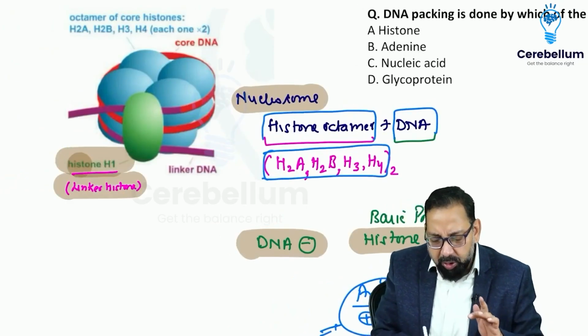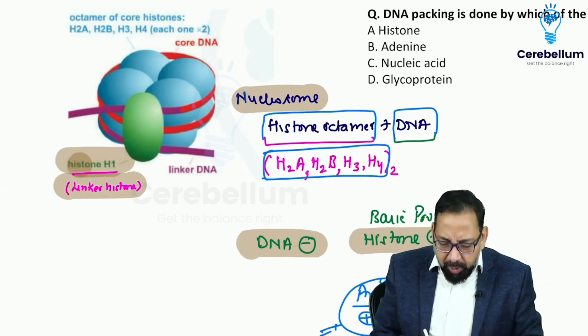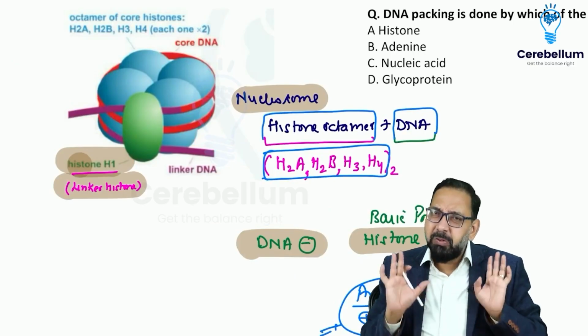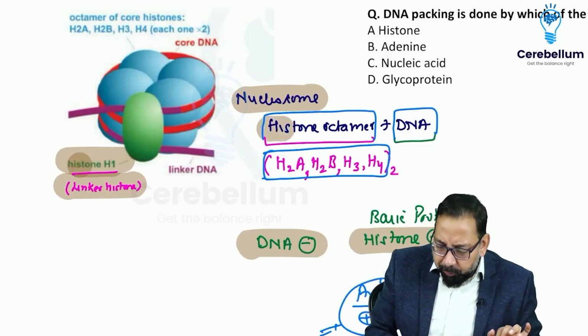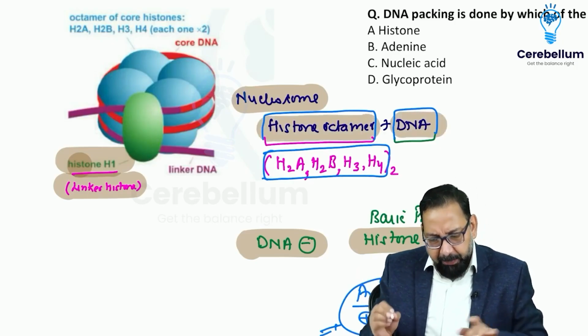H1 remains outside this nucleosome. This is called linker histone. So H1 is not involved in this scenario. So nucleosome is made up of histone octamer and DNA.